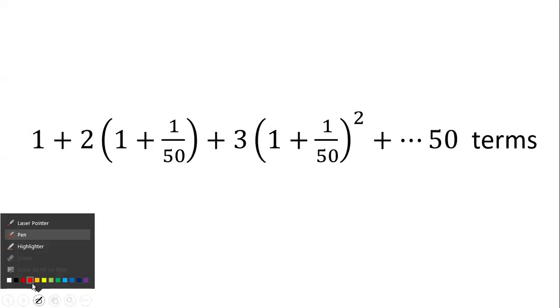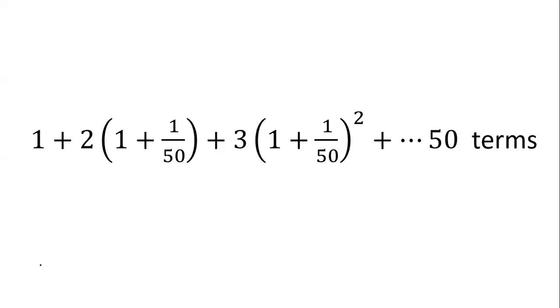So hello guys, in this video we are going to solve this problem. It is given that we have the series 1 plus 2 times (1 plus 1/50) plus 3 times (1 plus 1/50) whole square, up to 50 terms. We have to find the sum of this series. So let's see how we can solve this.